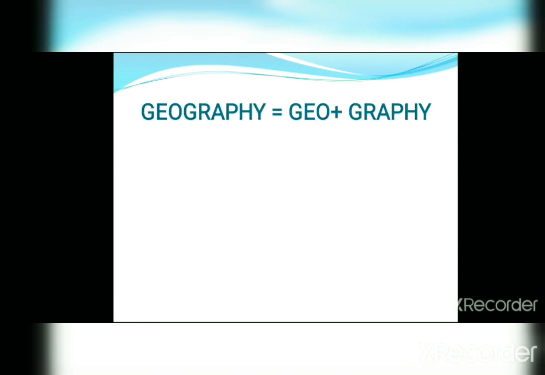So what do you mean by geography? Geography is a word which is made up of two words. The two words are geo and graphy. So geo means, what can you say? You are correct. Geo means earth and graphy means the study, or the study of something, or studying about a topic. So in this word, geography means the study of earth.